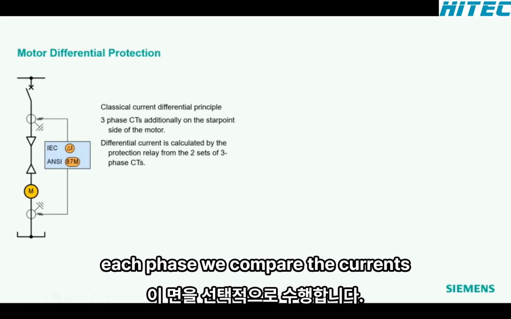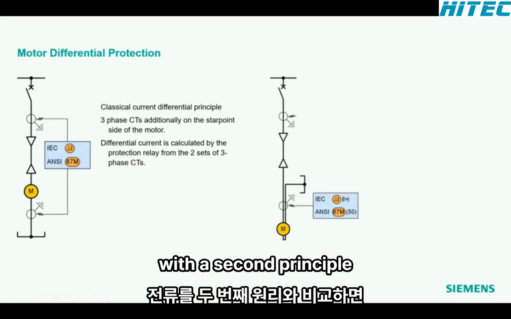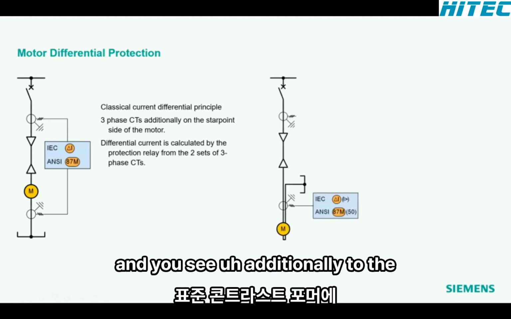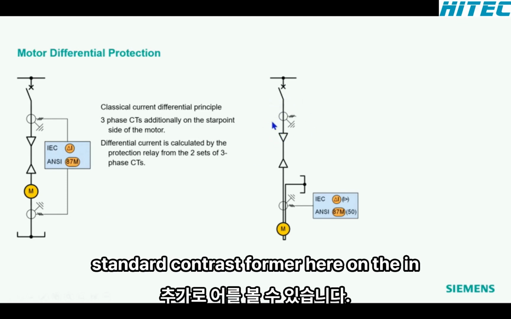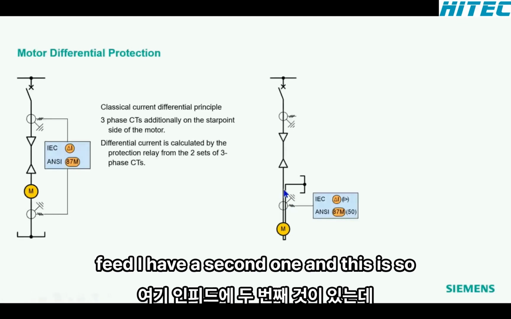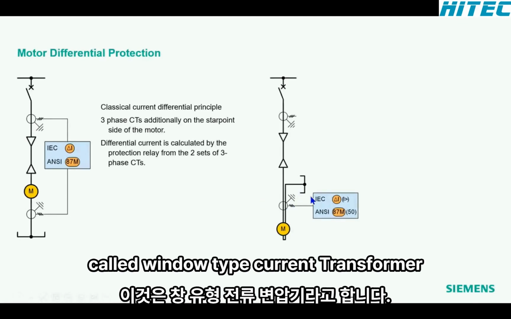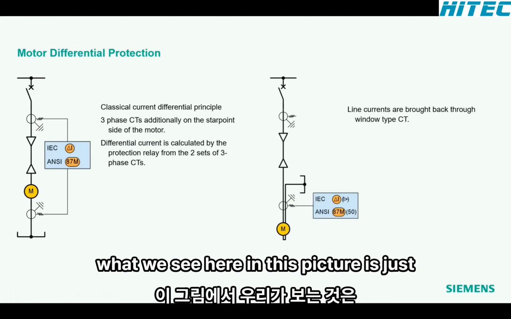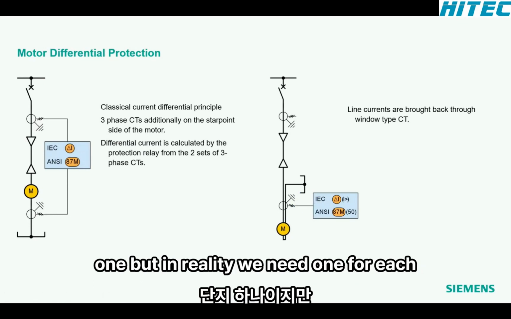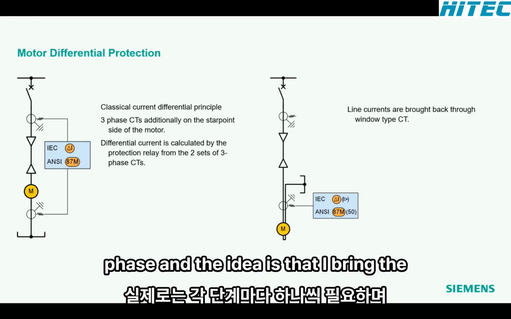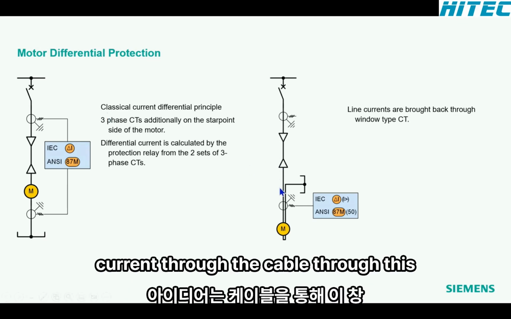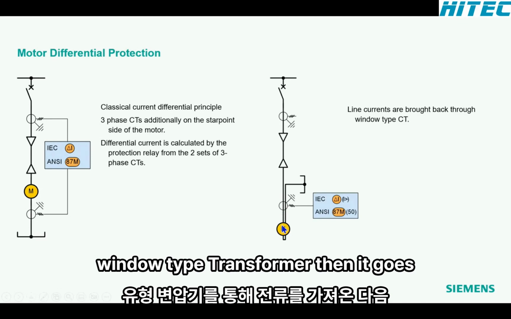We compare the currents. With a second principle, and you see, additionally to the standard current transformer here on the in-feed, I have a second one, and this is a so-called window type current transformer. What we see here in this picture is just one, but in reality we need one for each phase. And the idea is that I bring the current through the cable through this window type transformer, then it goes into the motor.